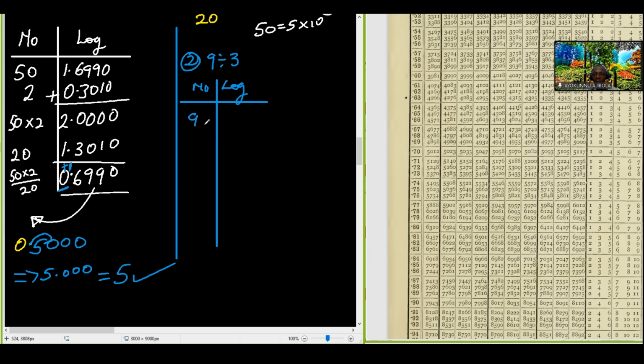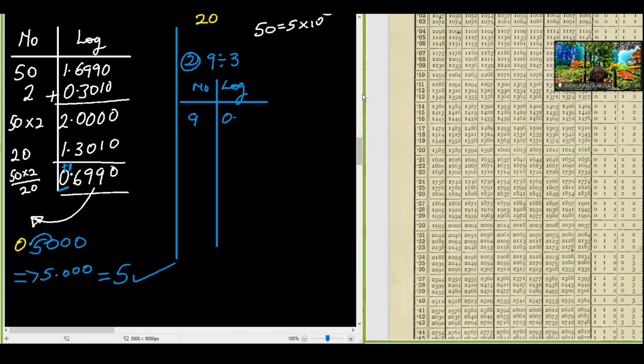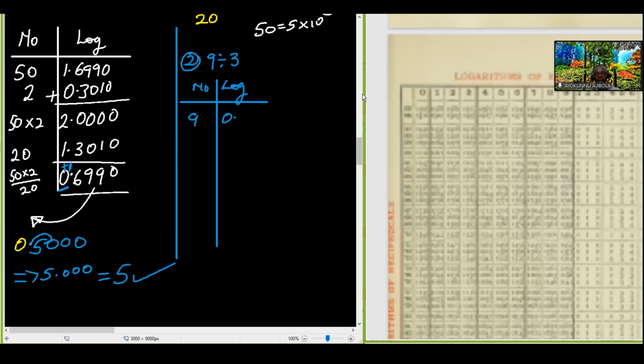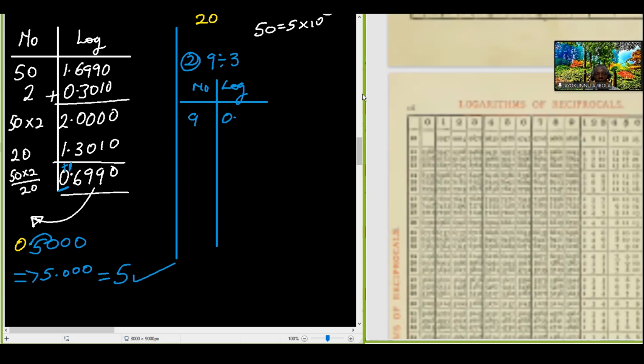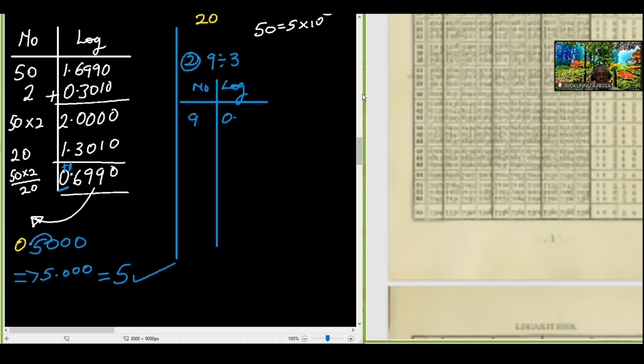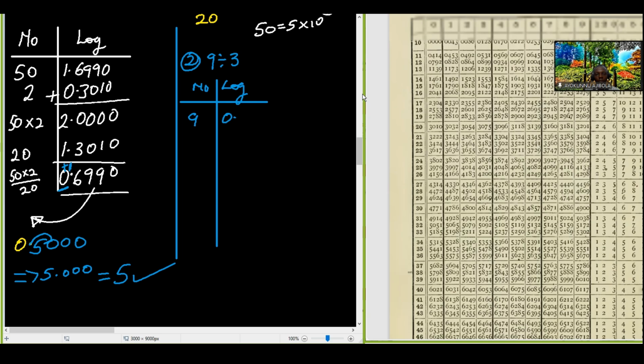So 9 in standard form, the characteristic is 0 since it's one digit. Then I will go and check log 9, but there's no log 9. All I can see under logarithm is log 10, starting from 10. So if I'm trying to check log 9, I'll go for 90. Okay, sir. So I'll go for 90. So definitely this starts from log 10.